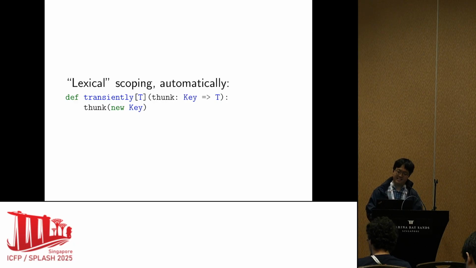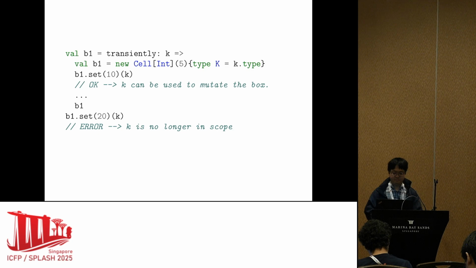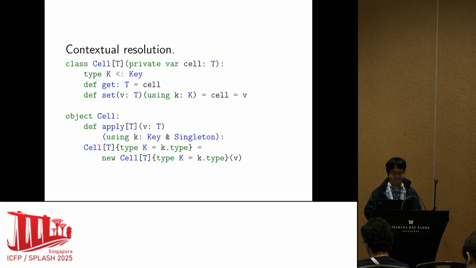And I can do this automatically with some Scala support for funcs and blocks, by having a helper function that just calls a func with the appropriate new key. So I can turn that into something that looks like this. I can write an immutable cell that's constructed mutably, that takes in the key that's allocated within the scope of transiently, and set it, mutate it, and when I'm done, return it, and it's immutable outside.